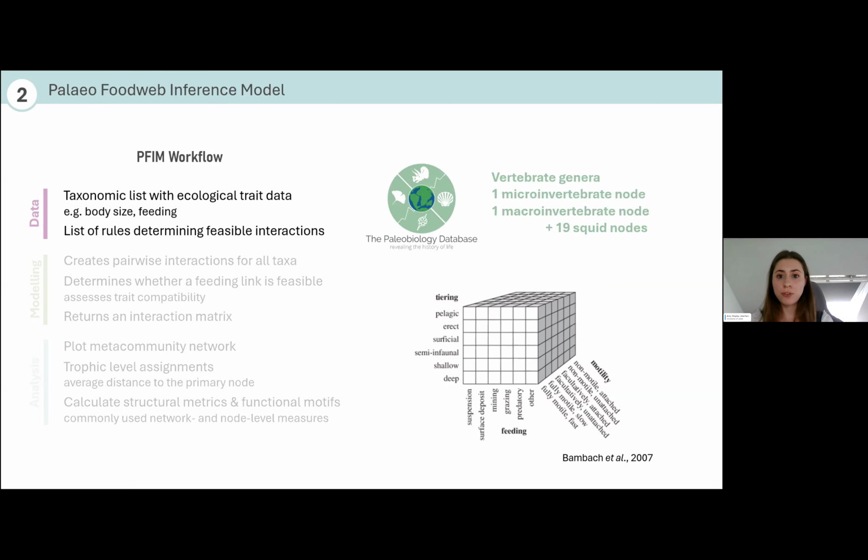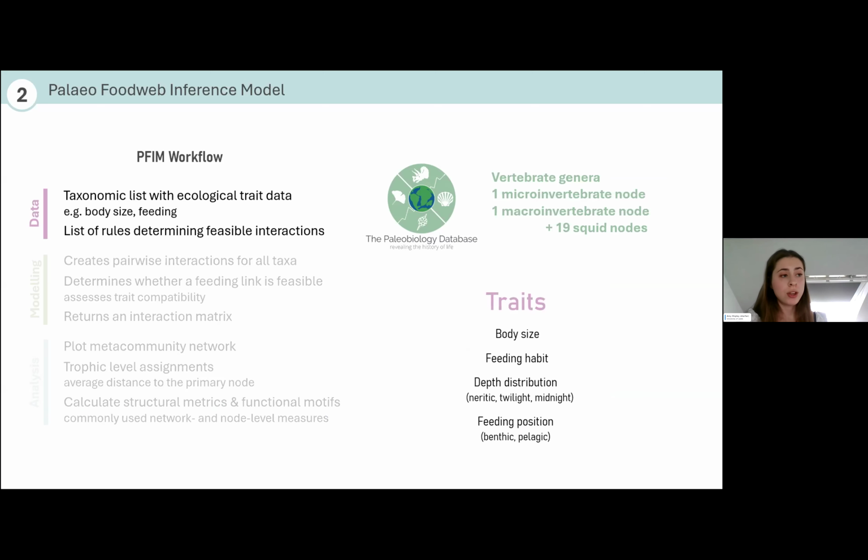And this means that a lot of the traits that are used in the Bambach ecospace cube are redundant with my data. If you take motility, for example, all of my data is fully motile, which renders the other categories redundant. So to make sure that I had adequate separation between all of my genera to infer the best feeding interactions that I could, I had to decide on different traits to use than were originally built into the model. So this was the list that I eventually ended up with.